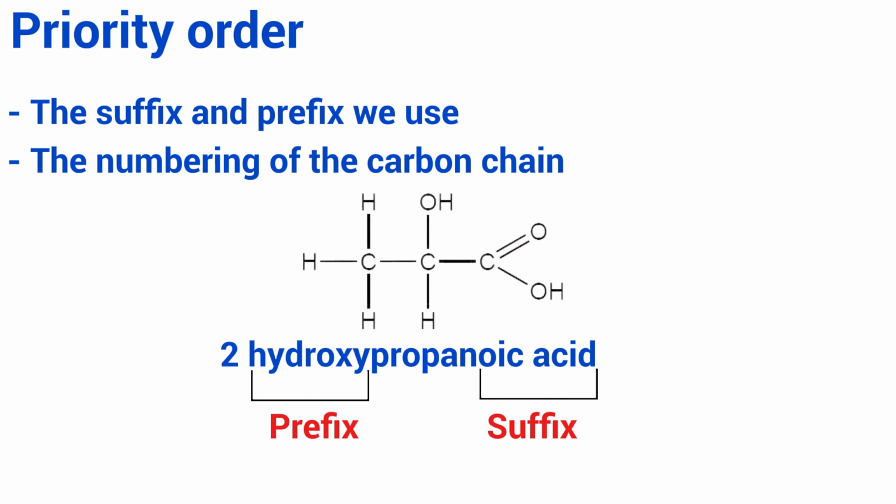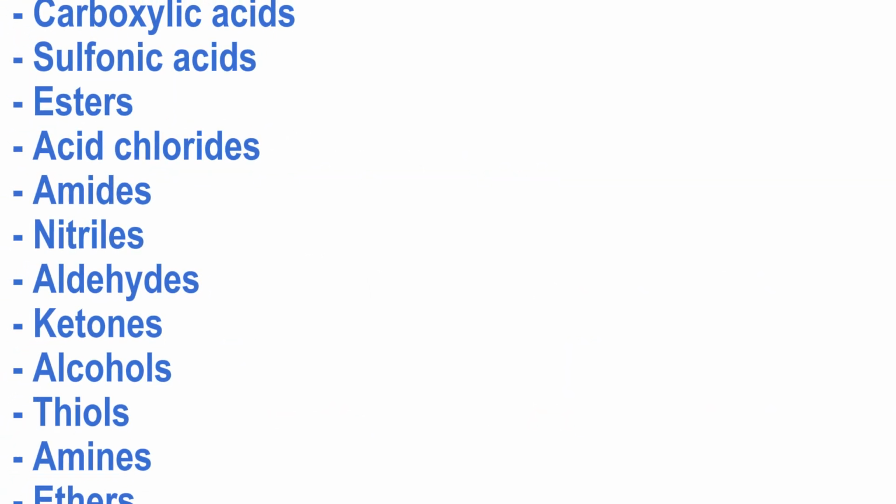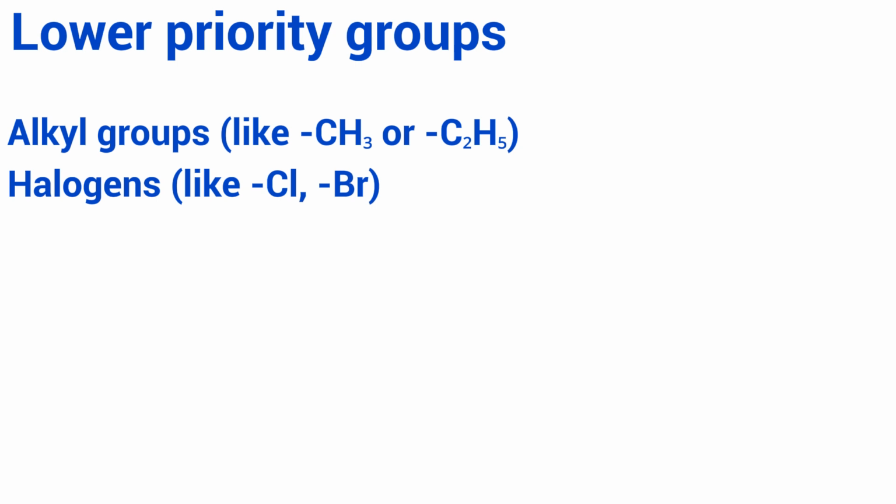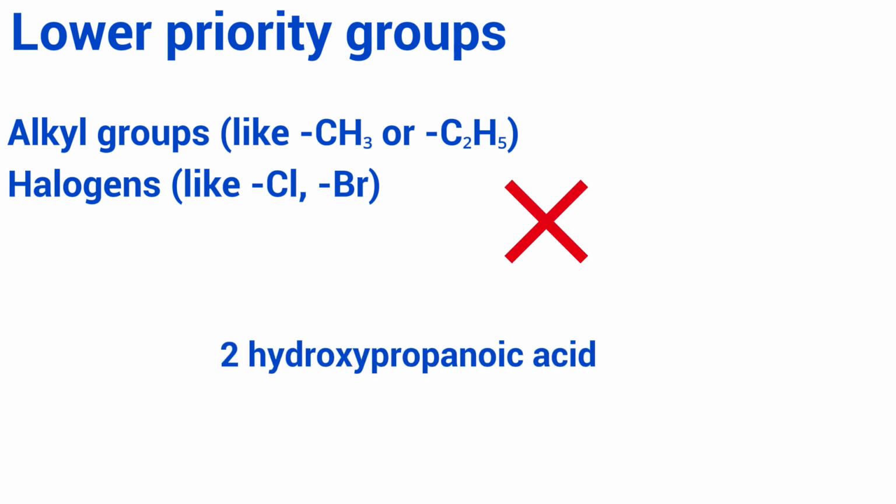Priority affects two main things: the suffix and prefix we use when naming the molecule. The numbering of the carbon chain gives the lowest possible position to the highest priority group. Now, let's look at the priority order itself. The highest priority functional groups are usually those involved in oxidation states, like carboxylic acids, esters, and nitriles, and they take precedence over other groups. Lower priority groups, such as alkyl groups and halogens, are not considered functional groups in the same way because they don't affect the main suffix of the molecule.